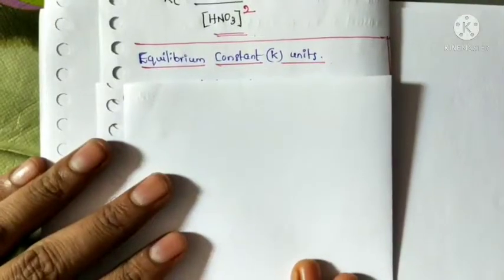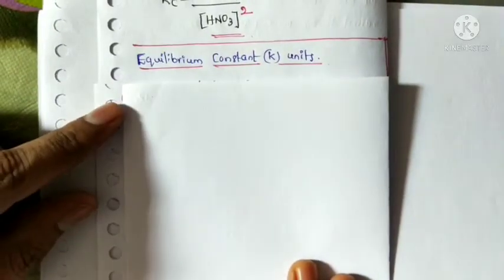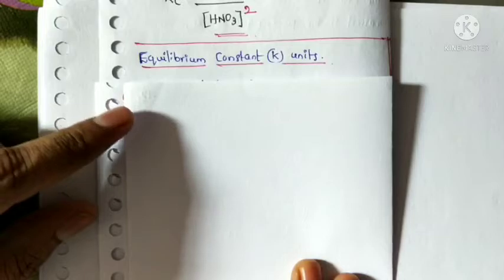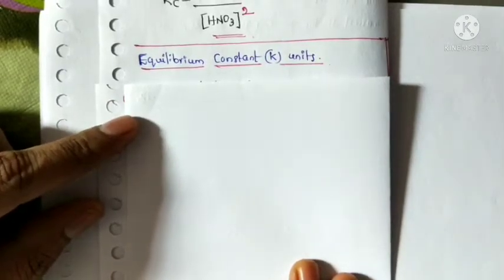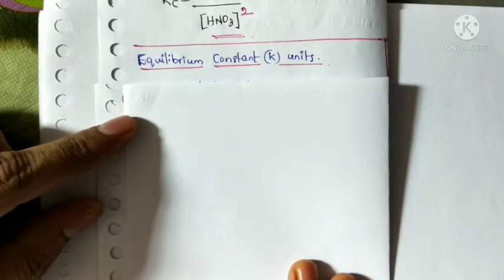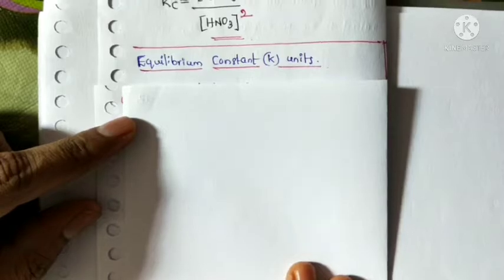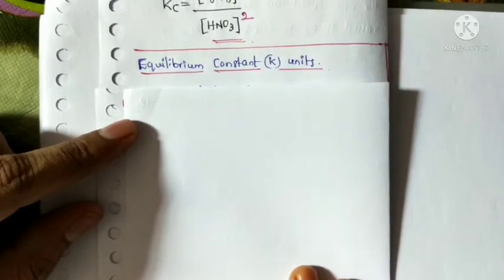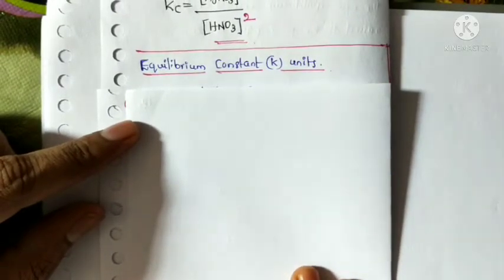Good morning, students. In the previous class, what have we learned? Classification of chemical equilibrium. There are two types of chemical equilibrium: one is homogeneous, the second is heterogeneous. Homo means all phases are the same. Hetero means all phases are different.